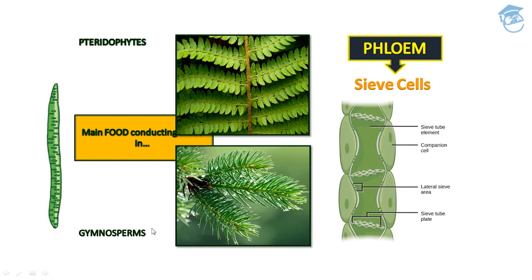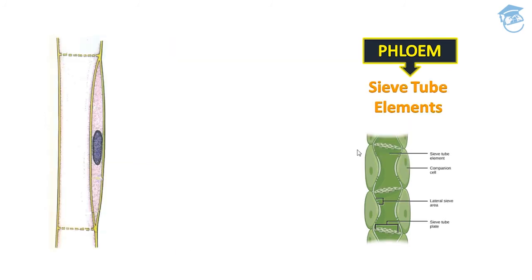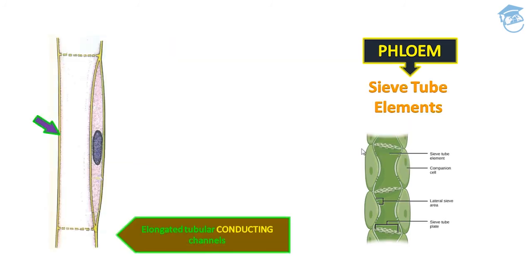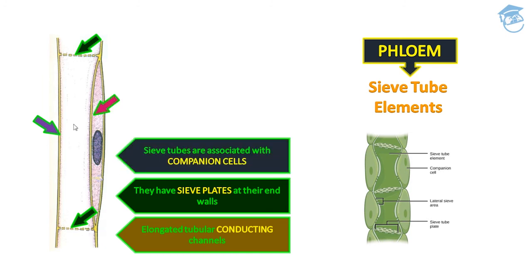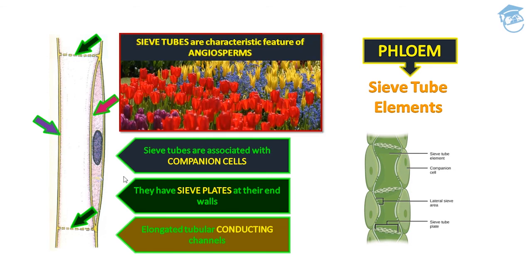But in angiosperms, the sieve tube element is found, which is this. Let's talk about it. This is the sieve tube element, this is the sieve plate, and this is the companion cell. It is an elongated tubular conducting channel. They have sieve plates at their end walls, so there are perforations in it. Sieve tubes are associated with companion cells, which have prominent nuclei. This is the nucleus of a companion cell. Sieve tubes are a characteristic feature of angiosperms, and are not found in gymnosperms and pteridophytes.